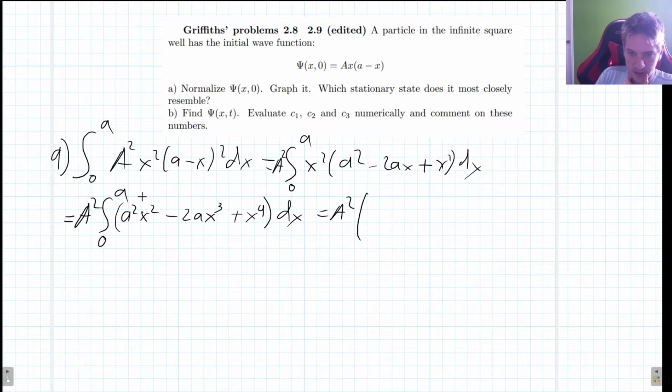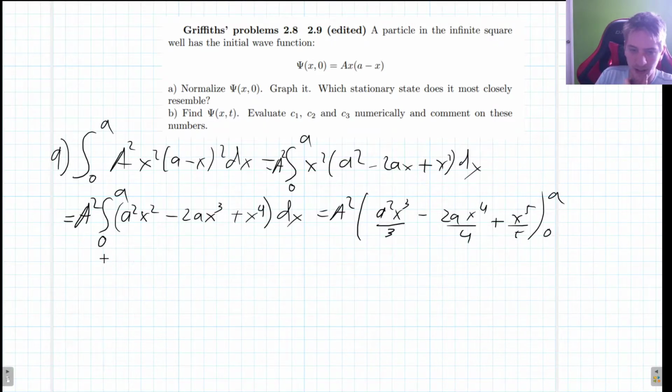We are going to get in this first term, a squared x cubed divided by 3, minus 2a x to the 4th divided by 4, plus x to the 5th divided by 5, and all this evaluated between 0 and a. And now we just replace the limits. The one with 0 will just be 0, so we only get these with a, so all these are going to be to the 5th power divided by 5, and now I have to take the common denominator.